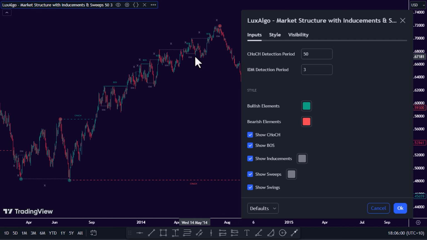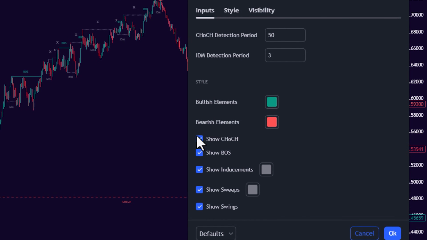Traders that consider inducements as a part of their analysis of change of characters and break of structures can more easily avoid fakeouts within trends as shown below. The bullish and bearish element color options allow color modification for the signals generated. Others are boxes that allow traders to check and uncheck the functionality appearances on the price chart. By default, all the options are checked.